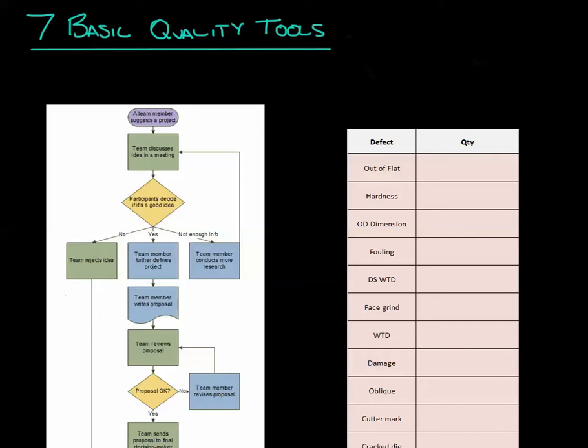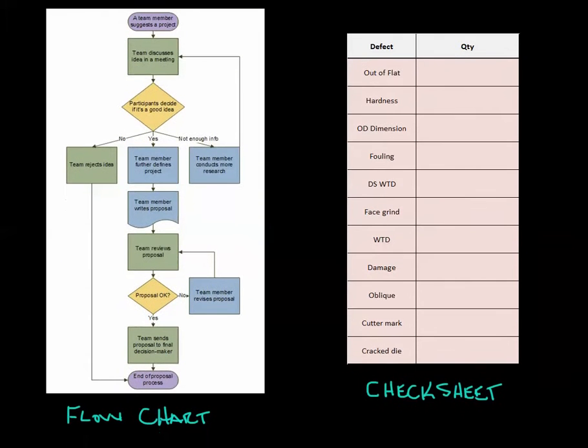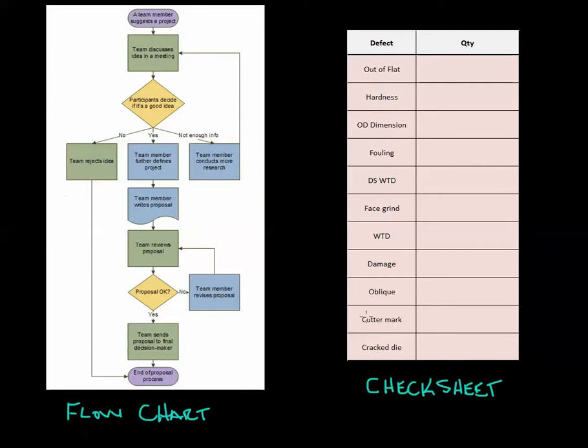So let's take a quick look at each of the 7 quality tools, and the subsequent videos on each topic will give you a lot more detail. But the first is the flow chart. Probably the most commonly seen of the quality tools, and it's simply a graphical means of mapping out the process and to show the user the flow of people, the flow of information, the flow of raw material through the process. It's graphical in nature.